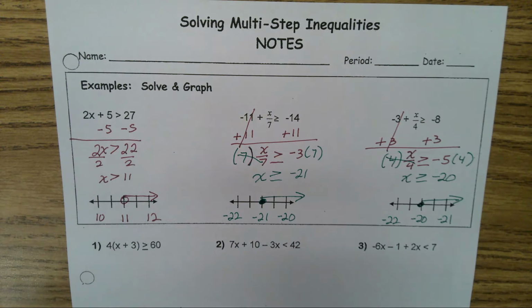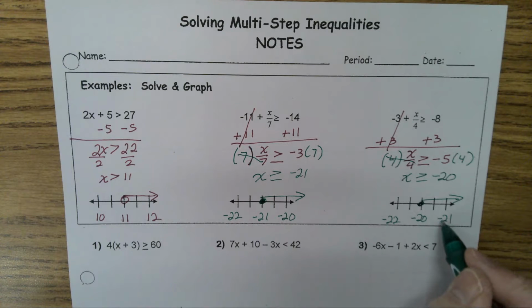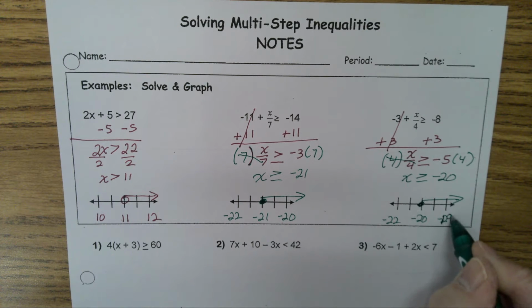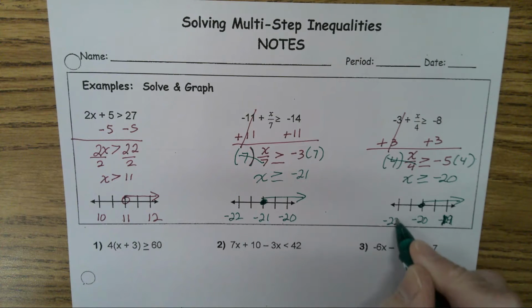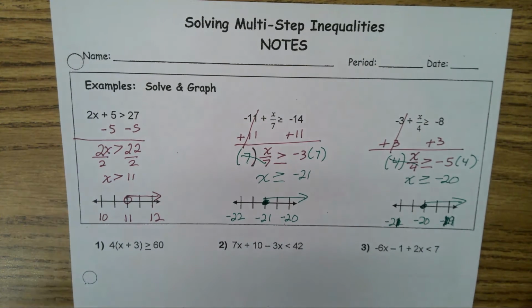Which one? Oh, negative 20, that should be negative 19, you're right. Negative 19, I could make that a negative 21, that's better. Thank you for finding that mistake.